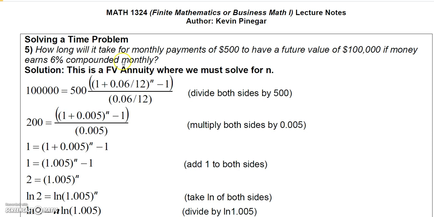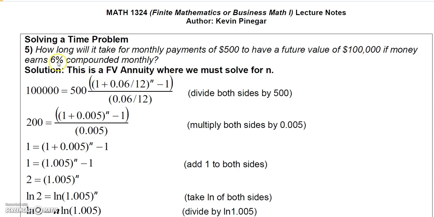Now you can actually answer this question sorta. Well, when I say answer, I don't mean you would get the correct answer, but you can get an estimation by simply dividing 500 into 100,000. And basically, if you divide 500 into 100,000, you'll get 200. But what that means is if you weren't earning any interest, then it would take you 200 payments or 200 months for this to happen.